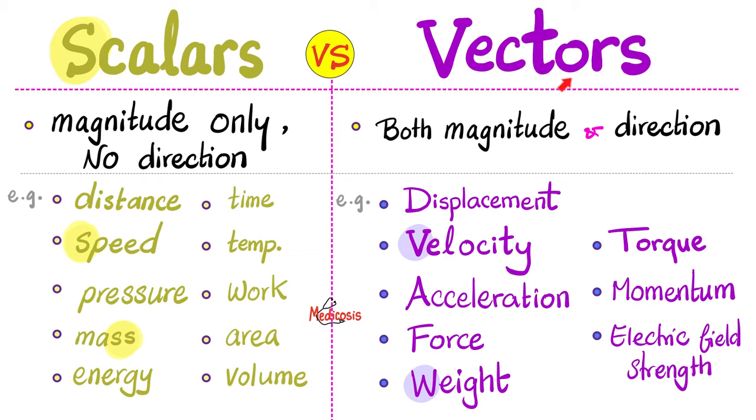Scalars versus vectors. For the gazillionth time, scalars have magnitude only, no direction, so there is no such thing as a negative scalar and positive scalar. But vectors are different. Vectors have both a magnitude and a direction. This direction could be positive or could be negative. Examples of scalars include distance, but a vector is displacement. So distance is a scalar, displacement is a vector. Speed is a scalar, velocity is a vector. Time is always a scalar. Where is acceleration? It's here. Acceleration is a vector. It has both a magnitude and a direction. And we have talked about all of these before.